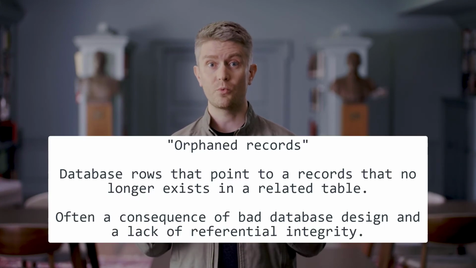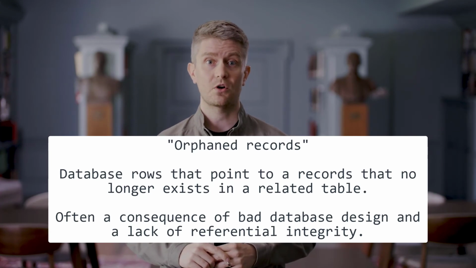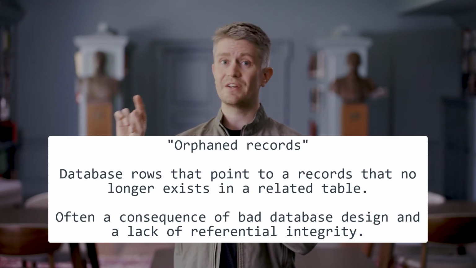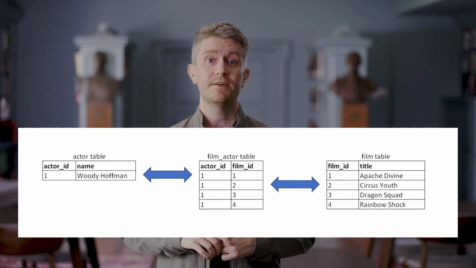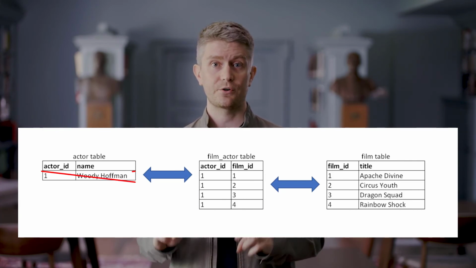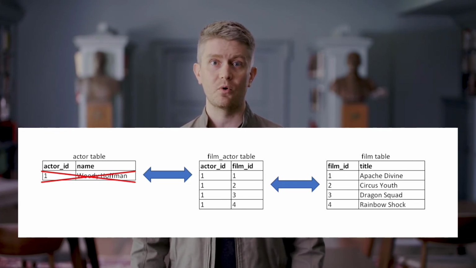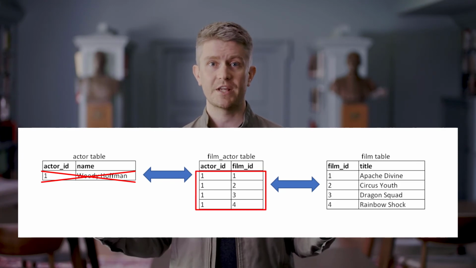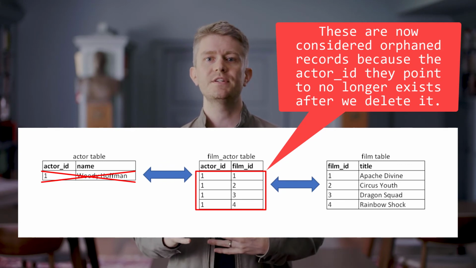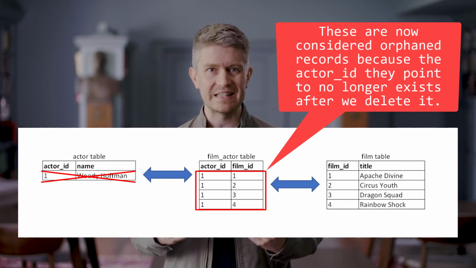If our database lacks referential integrity because we failed to establish foreign key relationships, we will end up with what are called orphaned records. Orphaned records are rows with a foreign key pointing to a record that no longer exists in another table. For example, if we didn't have any foreign keys on the film actor table and then we deleted the actor Woody Hoffman from our actor table, then all of the records in the film actor table that referenced Woody Hoffman would now be orphaned. They would be pointing to an actor ID that no longer exists.